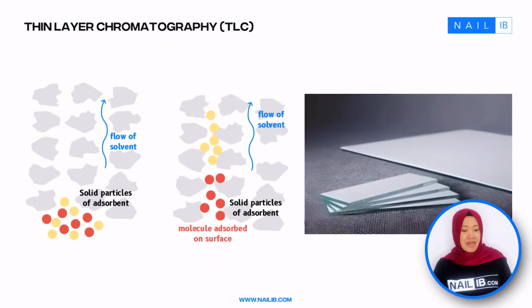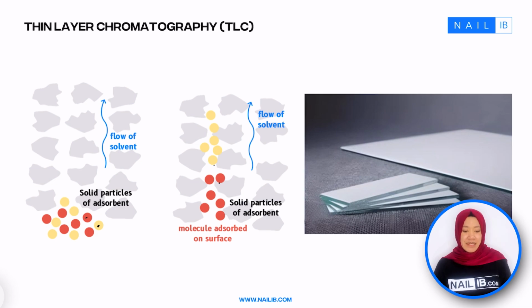Thin layer chromatography is actually another type of chromatography, with the same principle but different material. Thin layer chromatography is basically a metal or a glass plate coated with silicon dioxide or aluminum oxide, and the price is more expensive compared to paper chromatography, but it has a greater sensitivity. All right, so we can see here red dots and yellow dots. And the red dots move slower compared to the yellow dots.